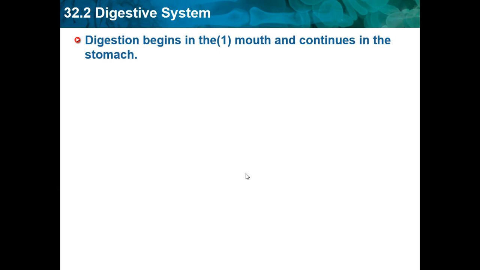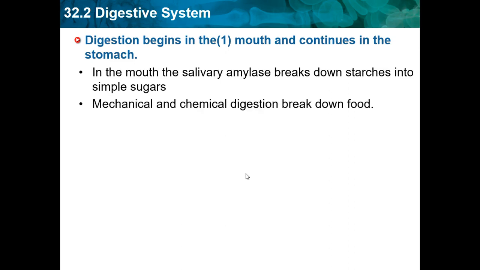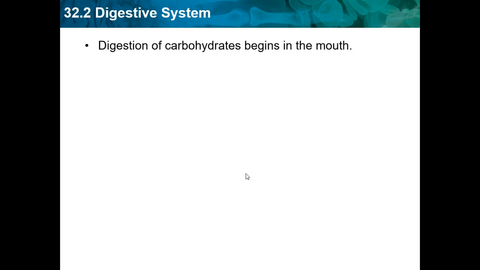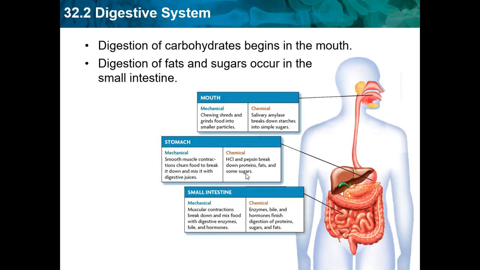So, digestion begins in the mouth and continues in the stomach. So the mouth produces saliva basically, which helps break down starches into simple sugars. Mechanical and chemical digestion breaks down food. So peristalsis moves food through the organs. So digestion of carbohydrates begins in the mouth. Digestion of fats and sugars occurs in the small intestines. So the small intestines basically does more digestion after the stomach.